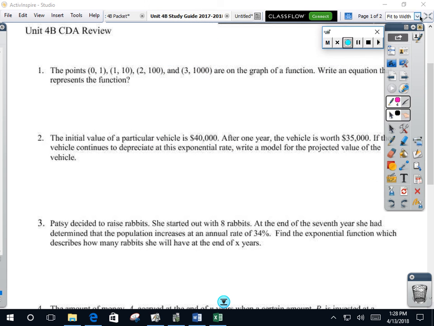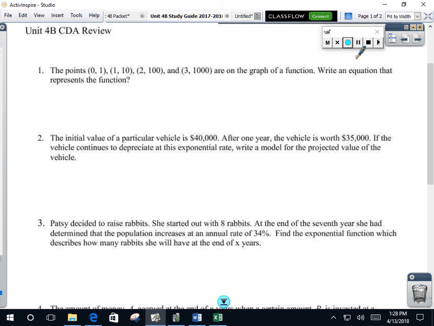Okay, here we go. Number 1. The points (0, 1), (1, 10), (2, 100), and (3, 1000) are on the graph of a function. Write an equation that represents the function.